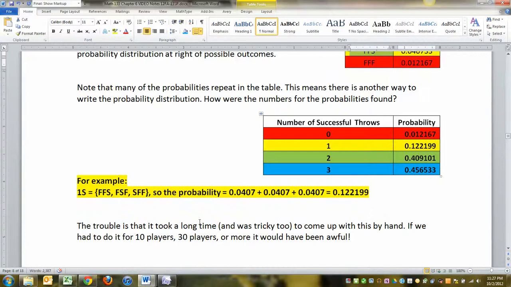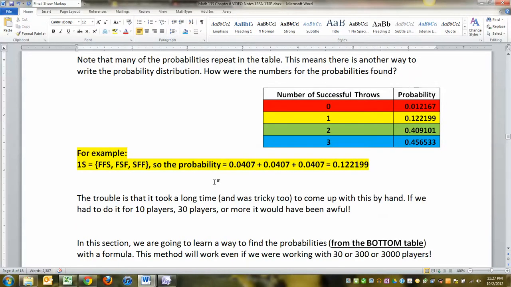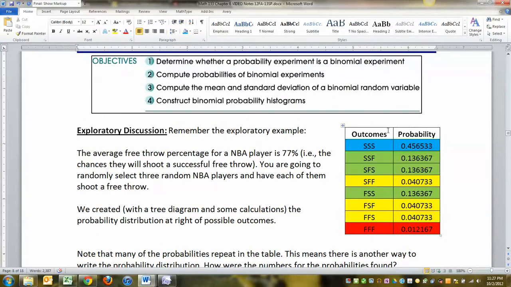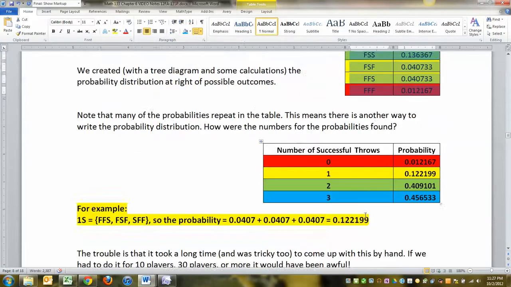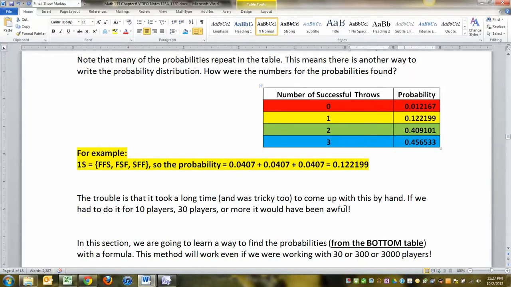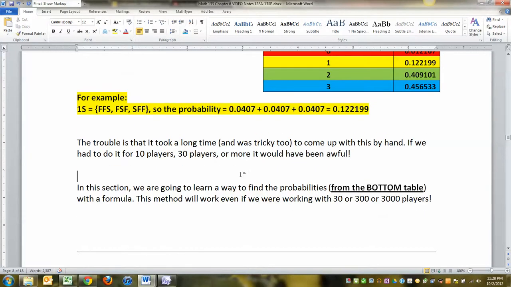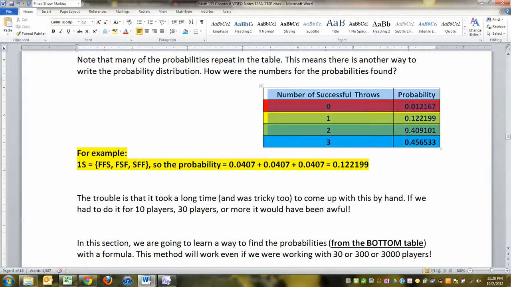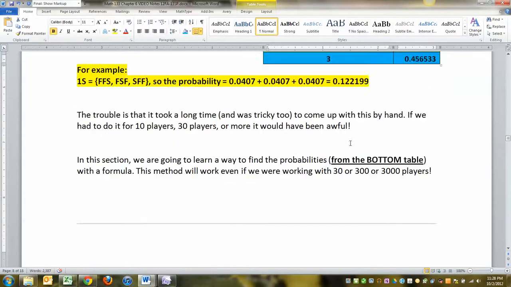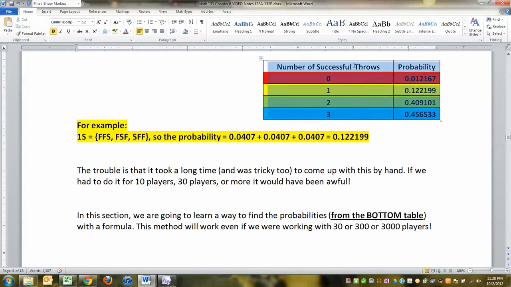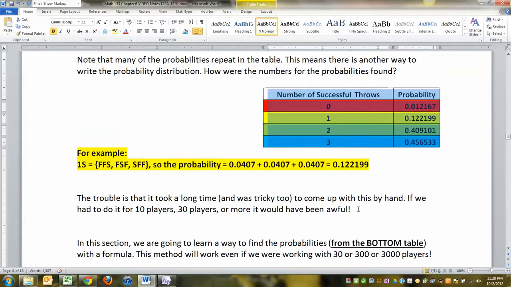All right, now we are going to figure out a way to make this work for us, because doing this longhand like this with this big table, that was annoying for 3 players, but it would be unbelievably hard with 30 players or 200 players or however many players the NBA has. It'd just be ridiculous. So we're going to have a formula, and it's going to come up with the bottom table for us. It doesn't do the top table, it does the bottom table. But that's okay. I mean, you can see that the bottom table really has all the components of the top table anyway. It's just slightly different.